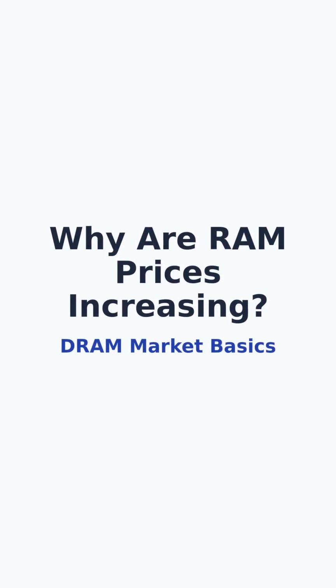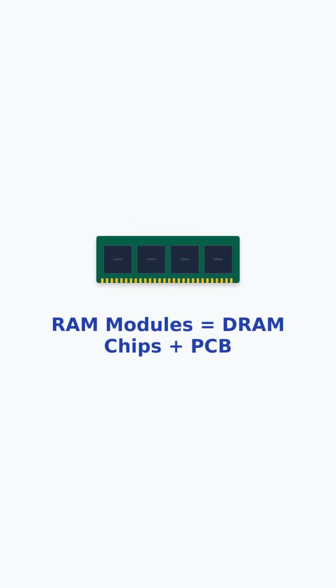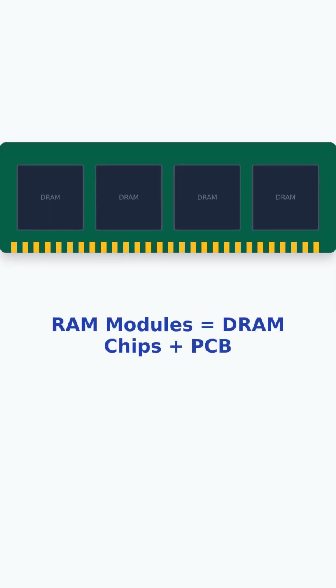RAM prices can feel like they jump for no reason, but they usually move for a few predictable reasons. In this video, we'll break down what drives RAM price inflation, why it comes in cycles, and what you can do when you're shopping. First, remember what you're actually buying.